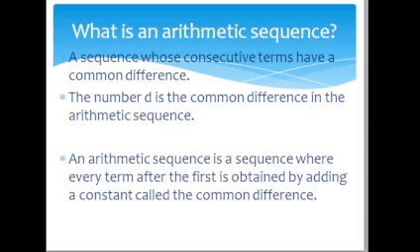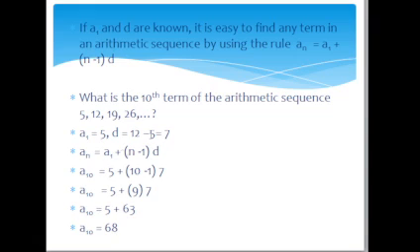Okay, let's proceed to this example. If a sub 1 or the first term and d or the common difference are known, it is easy to find any term in an arithmetic sequence by using the rule. So you have to take note of this given formula. We have a sub n equals a sub 1 plus n minus 1 times d.